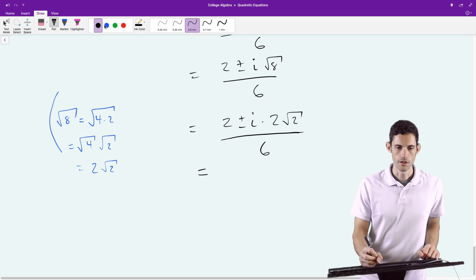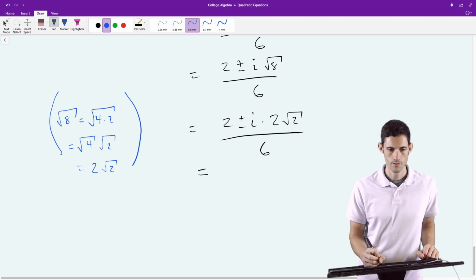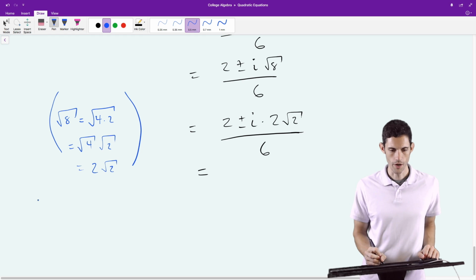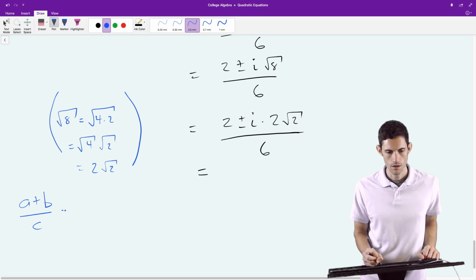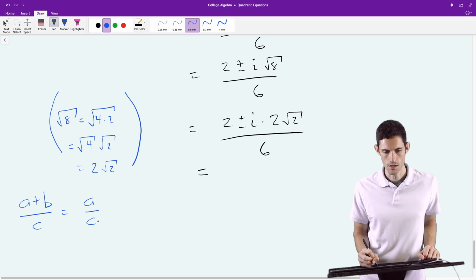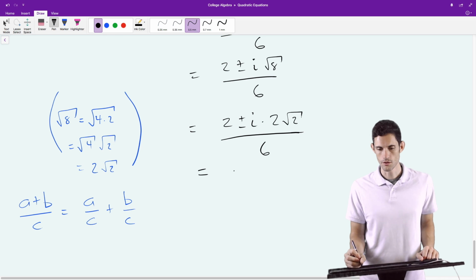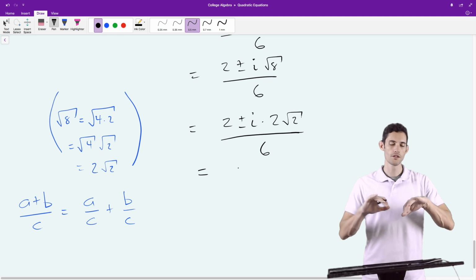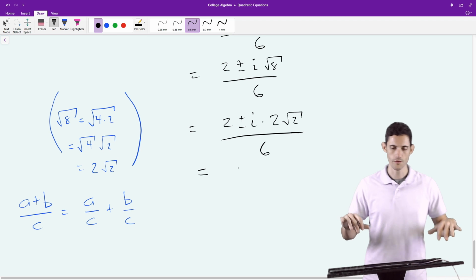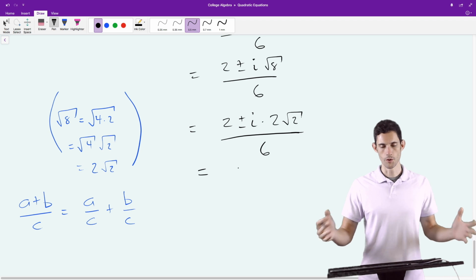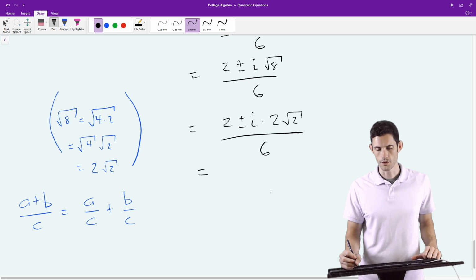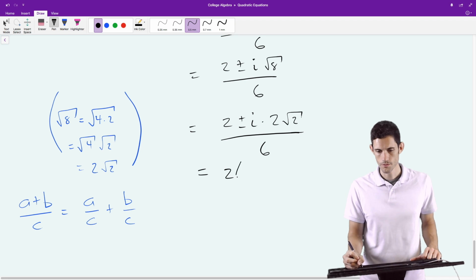So this is a fraction. I'm just going to use a little fraction manipulation here. If I've got a plus b over c, that's the same as a over c plus b over c. So over here I could write this is 2. I'm just going to split these apart just to show you how I simplify them, and then I'm going to put them back together. I guess I don't have to do that. I could just factor out a 2. Why don't I just do that? I'll factor out a 2.